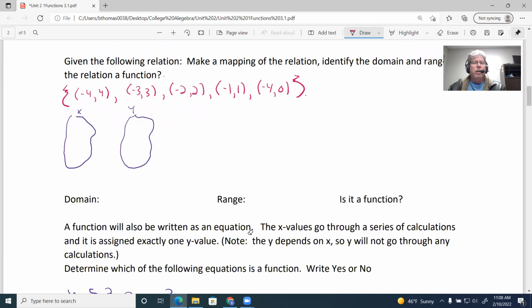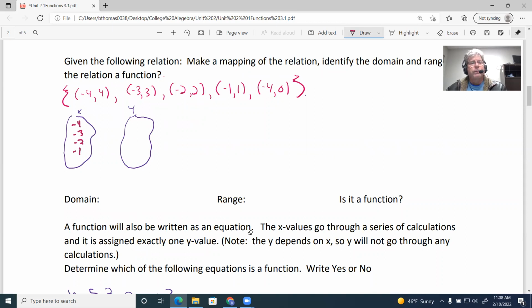So looking at the following relation. Again, we can make a mapping, and that can help us understand the relationships between the ordered pairs, between the domain and the range. Notice we have these, actually there's 5 ordered pairs. So notice how we have the -4, the -3, the -2, the -1. And notice how we have that -4 again, so I don't have to write it down twice.